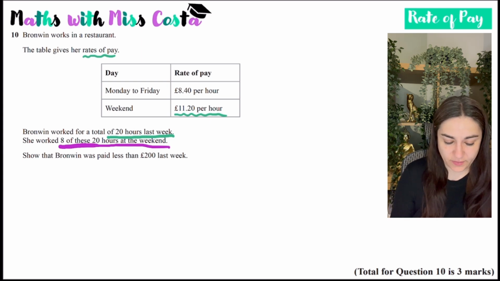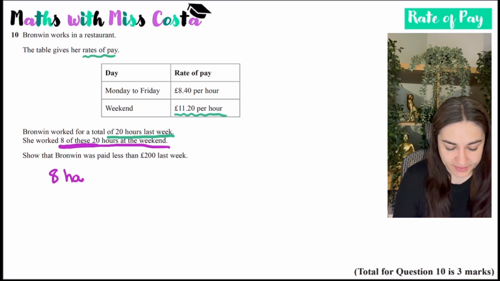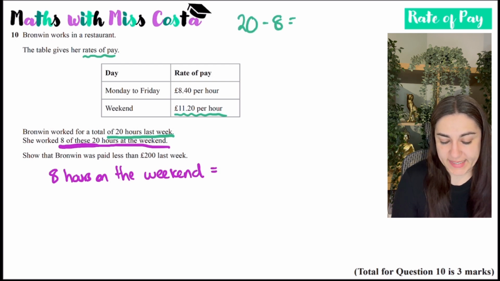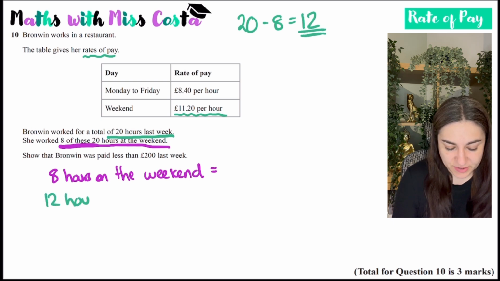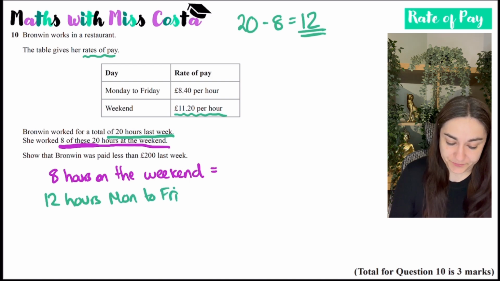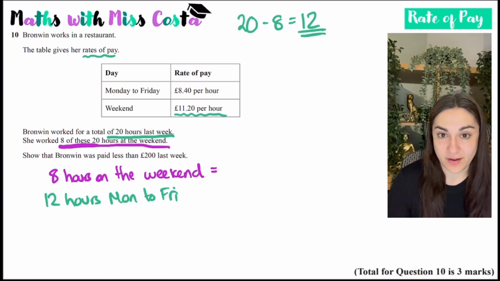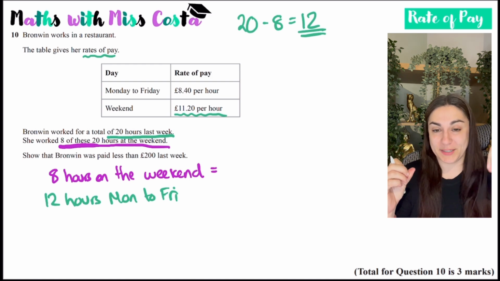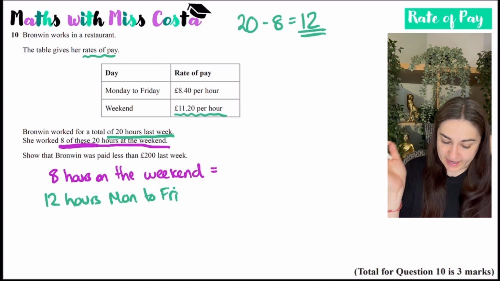So the first thing I do is I know she worked 8 hours on the weekend. So if she worked 8 hours on the weekend and she worked 20 hours in total, that must mean I do 20 take away 8, which is 12. So that must mean she worked 12 hours Monday to Friday. So I've now got her 20 hours made up. If she worked a total of 20 hours, that must mean that the rest of the hours must have been worked Monday to Friday.